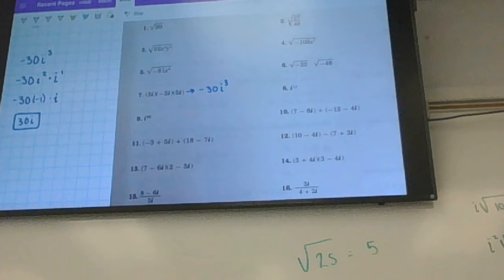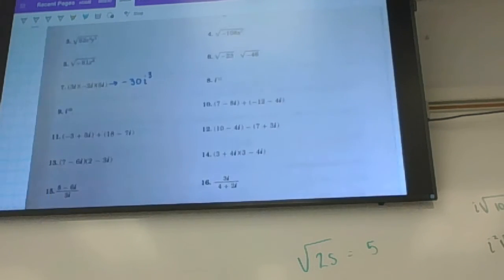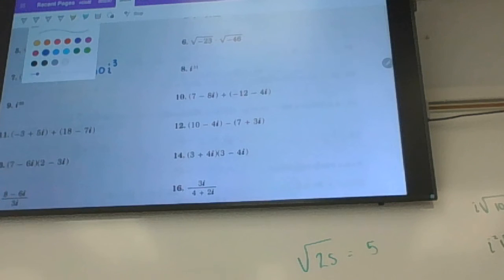Alright, let's try another exponent problem. I need i to the 11. So you want to rewrite 11 using the power of 2. So start by making your exponent even. So 11 is 10 and 1.